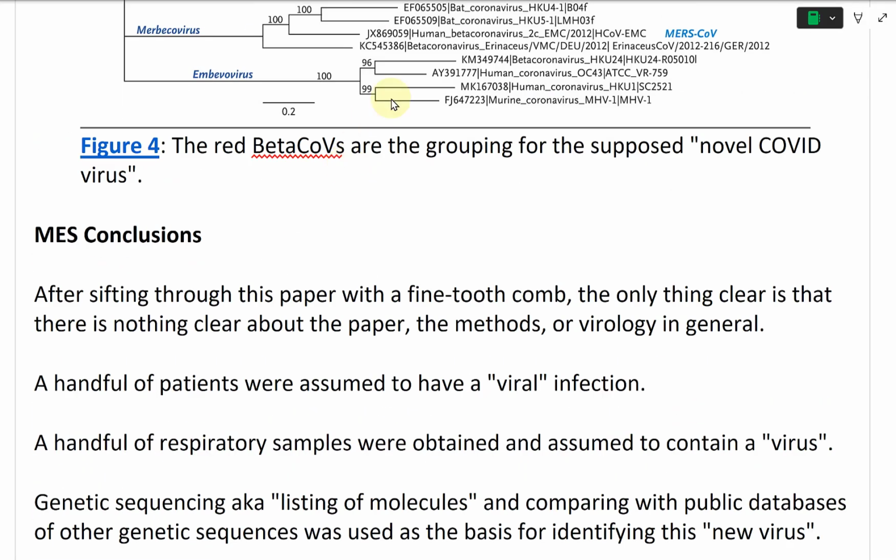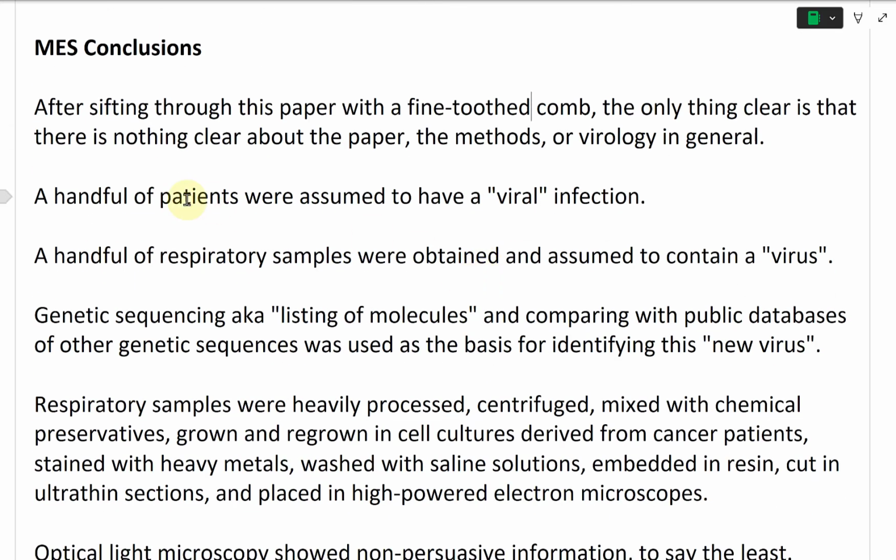All right, finally, let's go to the MES conclusions and try to make sense of all this. So MES conclusions: after sifting through this paper with a fine-tooth comb, the only thing clear is that there's nothing clear about the paper, the methods, or virology in general. A handful of patients were assumed to have a, quote, viral infection. A handful of respiratory samples were obtained and assumed to contain a, quote, virus.